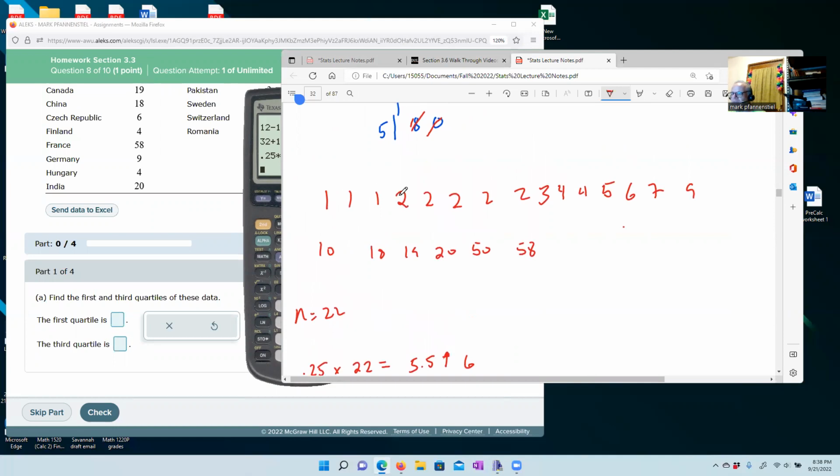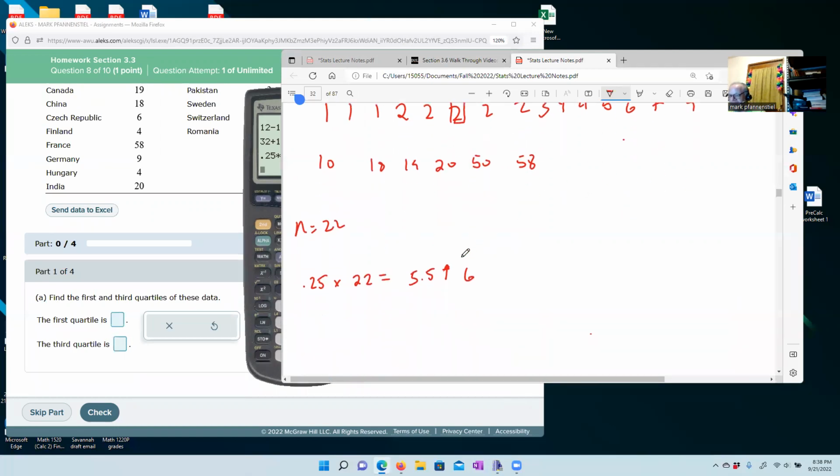1, 2, 3, 4, 5, 6. My sixth value happens to be this particular 2. So this 2 right here is my sixth value. That's not really going to matter because we didn't keep the names associated with it. I just know that that's my sixth value.